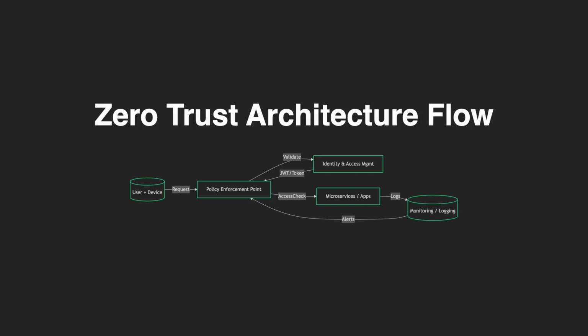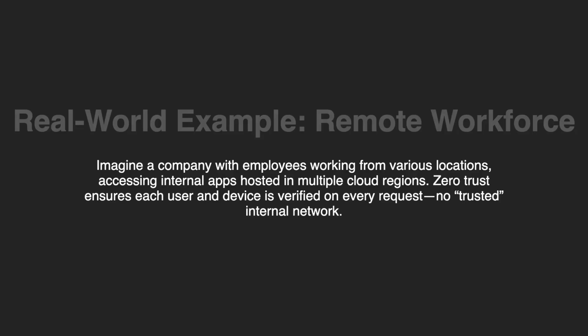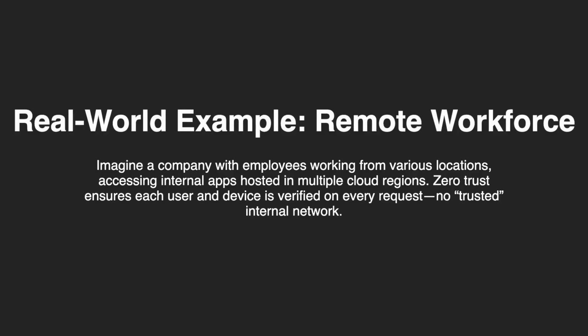Next, let's see a real-world example to tie it all together. For instance, a user connecting from home triggers the policy gateway. The system checks their device posture, is it patched and secure, their identity, and the requested resource. If it all checks out, they get a temporary token for that microservice. If they try to access a different service, the gateway reevaluates them. This drastically reduces lateral movement if an attacker compromises an endpoint.